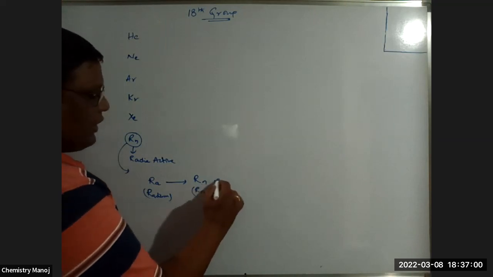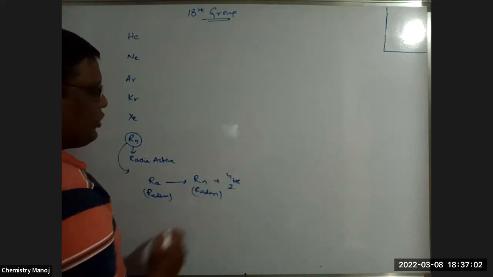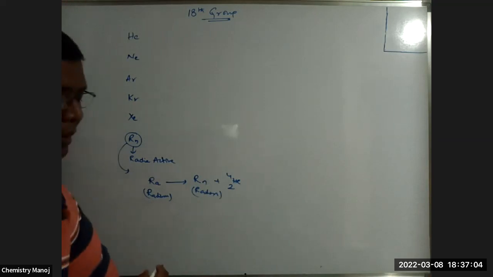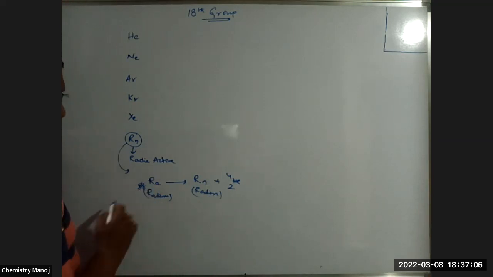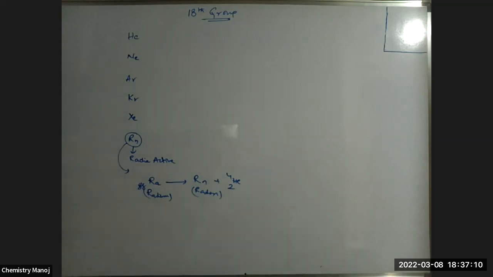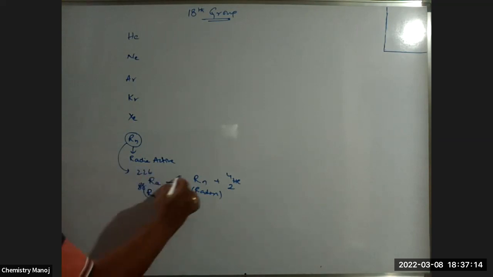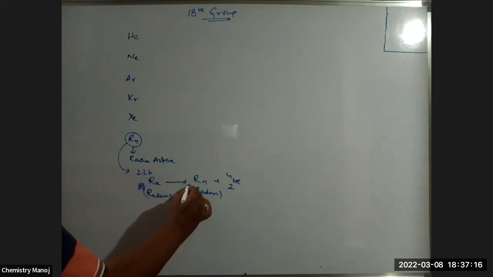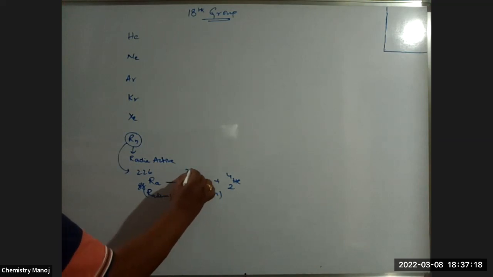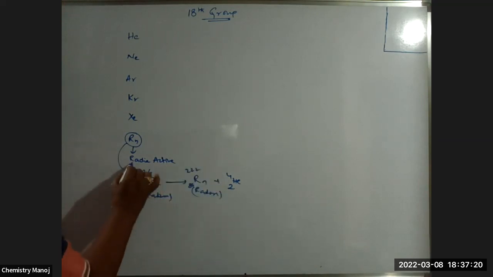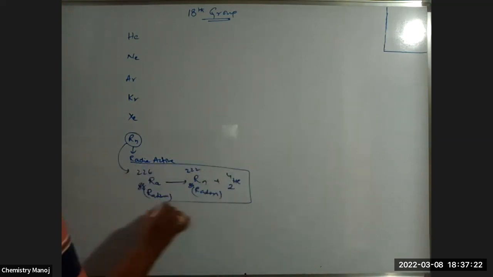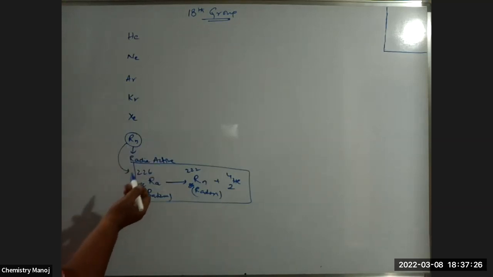So helium is also called helium, He-4. Radon has atomic number 86 and mass number 222. So why is it called radon? Because it is coming from radium. That's why it is called radon.